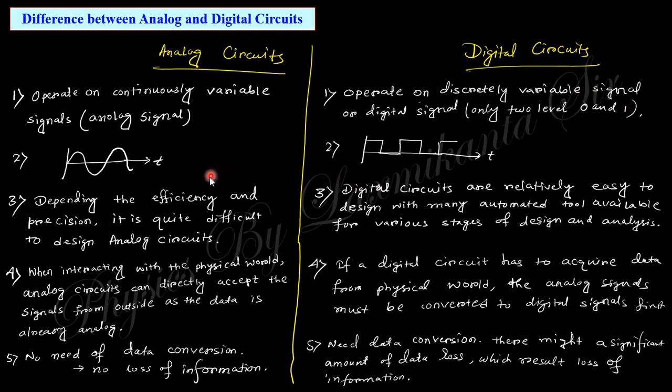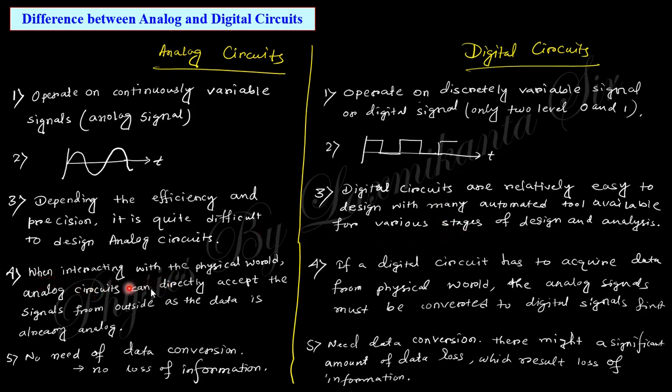In an analog circuit, precision and efficiency are quite difficult to achieve. Since it must be precise and efficient, analog circuits require a more difficult design compared to digital. In digital there are only two states, 0 and 1, that's why it is relatively less difficult.